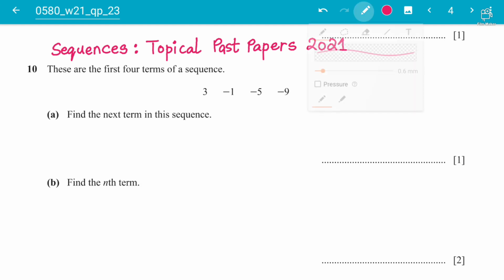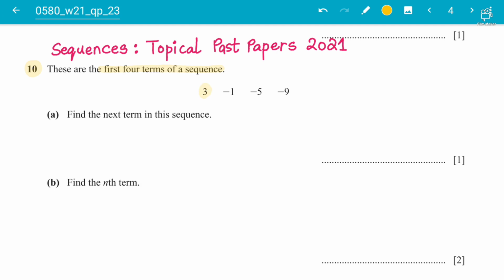Okay, so let's start with question number 10 of this past paper, that is October November 2021, paper 2, variant 3. You can read it from the top. These are the first four terms of a sequence.